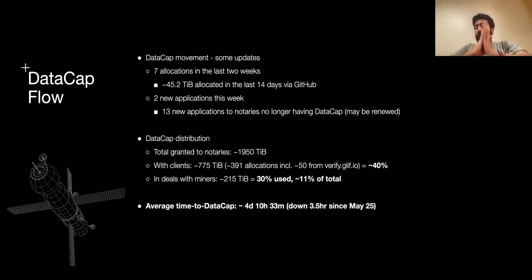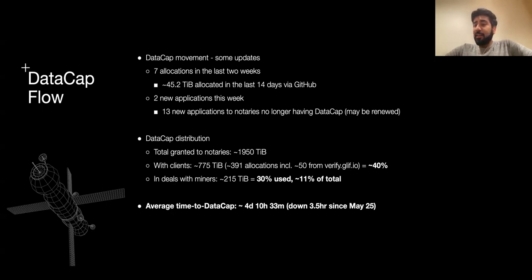First things first, we finally had some movement. As I'd called out in the previous call, the 2 weeks prior to the election application due date were very quiet. We actually had 0 applications accepted by notaries, and people generally just pointed at thinking about applications and getting the applications in order. In the last 2 weeks, while we've been doing scoring, it looks like some applications are definitely going through. So 7 allocations went through the repo, with about 45 terabytes of DataCap being allocated through GitHub.